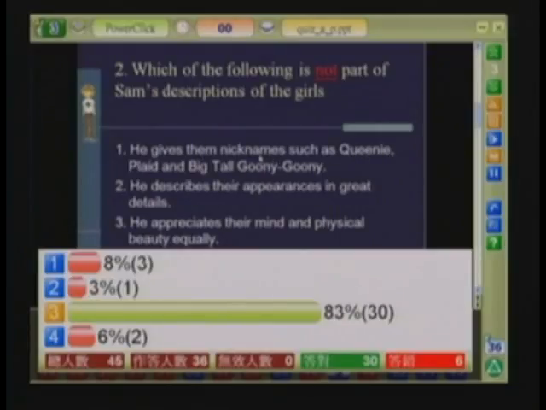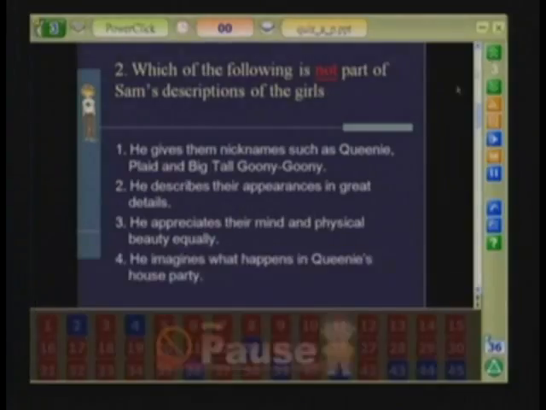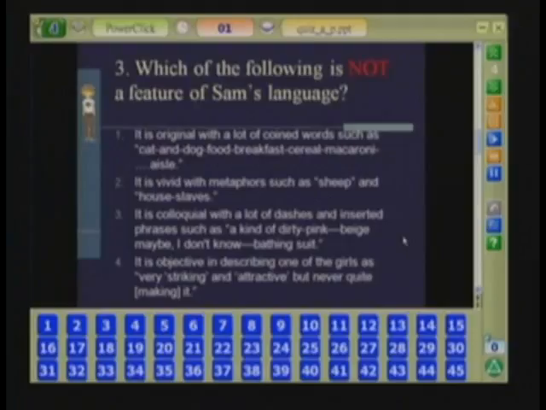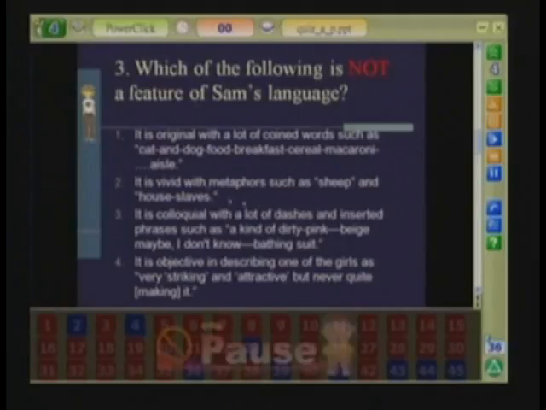He does give them nicknames. He describes their appearances, especially the sexual parts, in great detail. He doesn't appreciate their mind. His focus is on their body. Last one, he does imagine what happens in Queenie's house party. Okay, this one. Let's take a look at the answers.